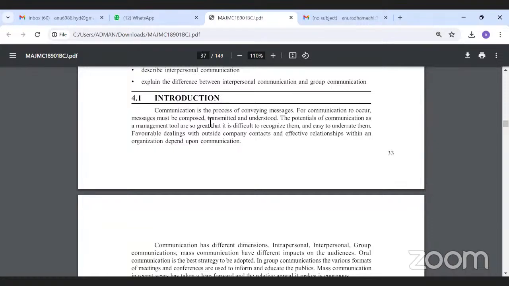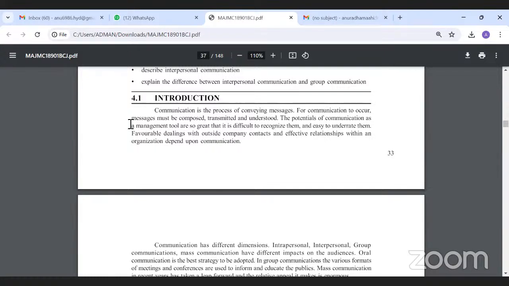Intrapersonal communication, interpersonal communication, group communication, whatever the communication happens, it starts with a message. It should be composed, it should be organized. Before I take a lecture to you, I should prepare my notes: what I should be speaking, how I should portray my class, how I should scale up my class. So this is composed, transmitted. What is the channel that I'm using to transmit my message, and understood.